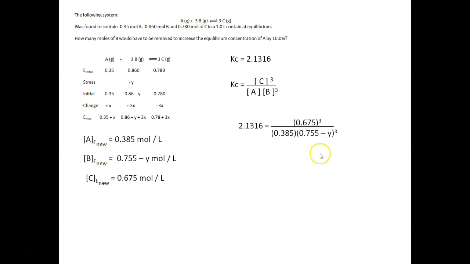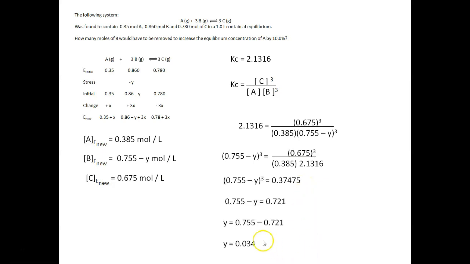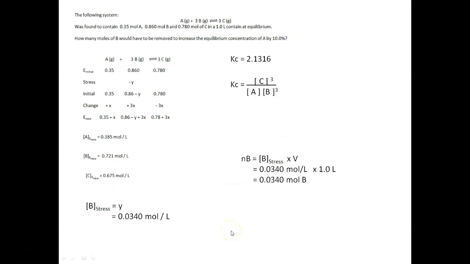So now we substitute our values in. Resolve. Isolate, and we get our value. Now remember, this is moles per liter because it's from an ice table and we're asked for how many moles. So now just take this and multiply by your volume of your container. In this case, it's a 1 liter container. And we get this many moles of B needs to be removed.